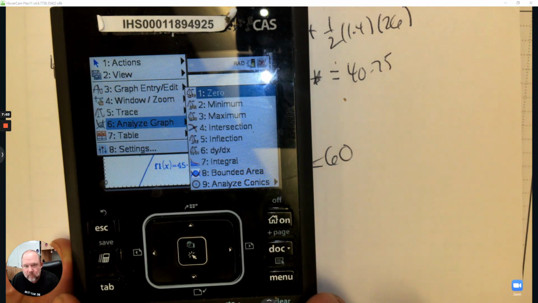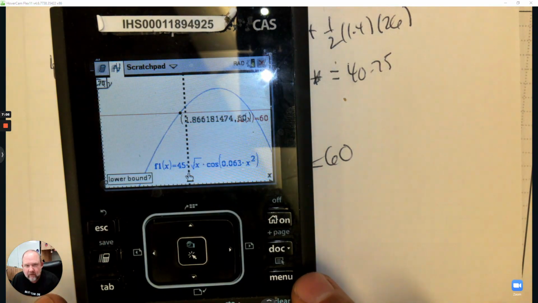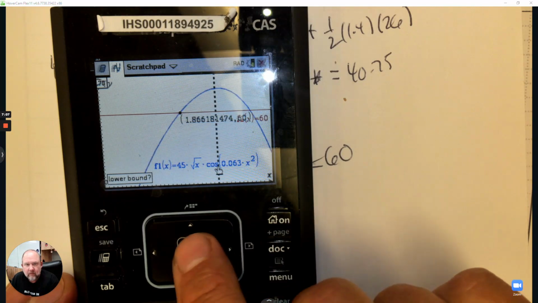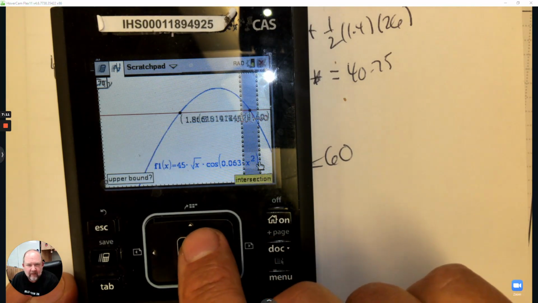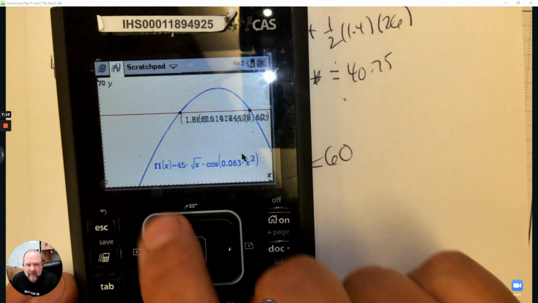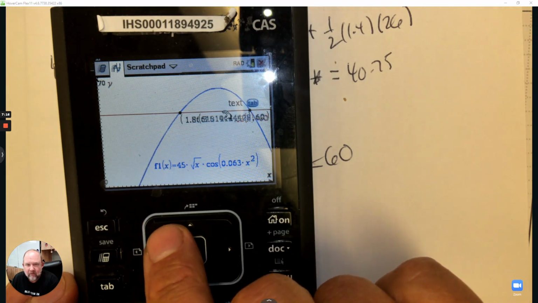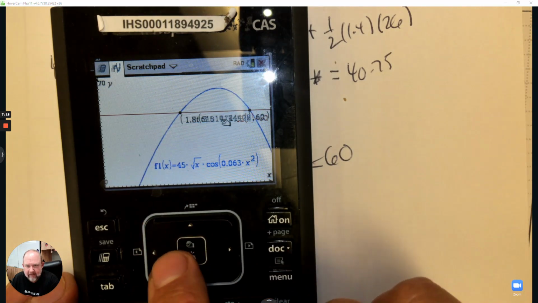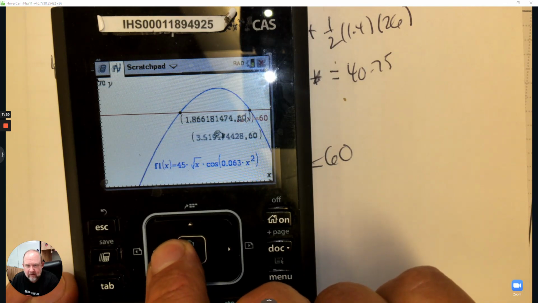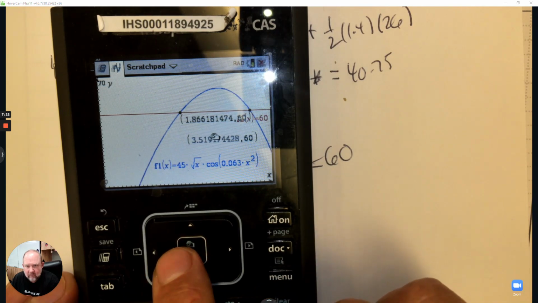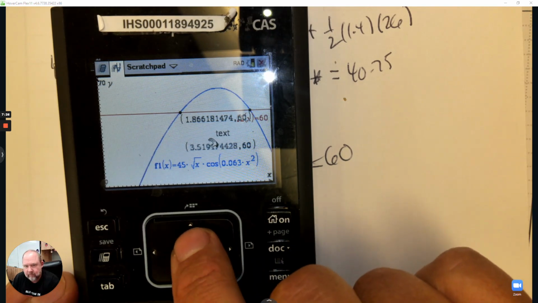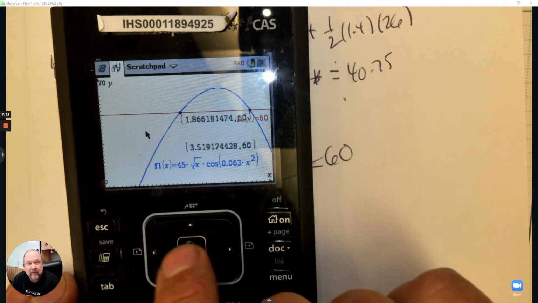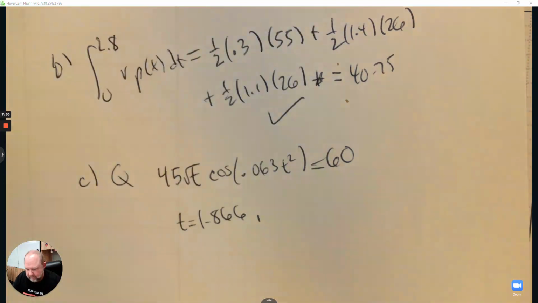Analyze, intersection. So to the left of it, press down, and then to the right of it, highlight over it. If you're having a hard time seeing it, which I am, grab it, press down, and then move it so you can actually see the numbers. All right, so it's 3.519.